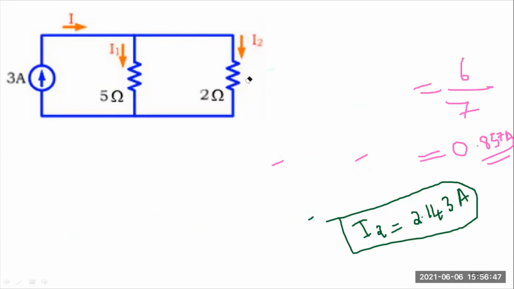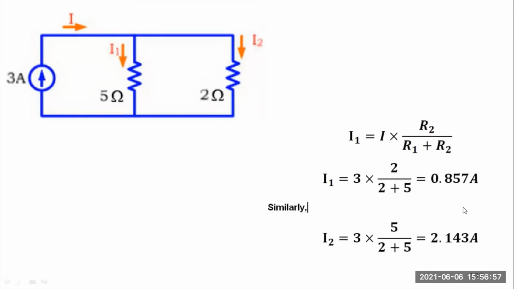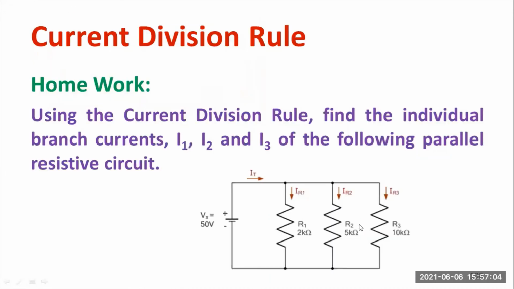Now I am going to give an example. Please work it out and kindly put the answer in the comment box. I'm going to verify and tell you whether the answer is right or not. So for this particular question, you can note I1 equal to 0.857, I2 is equal to 2.143.